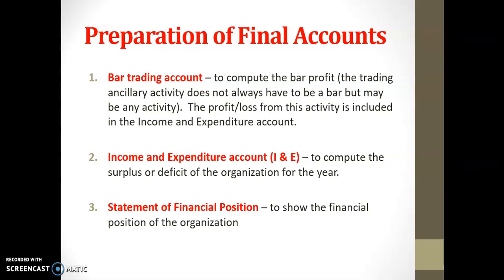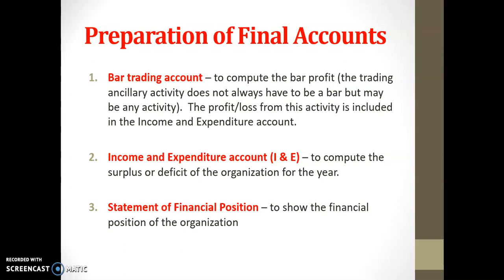We are also seeing that the ancillary or trading activity does not always have to be a bar. It can be any other type of activity, and it depends on the type of nonprofit organization that you may have. So the profit or loss from this particular activity is what is included in the income and expenditure account. The income and expenditure account is used to compute whether you have a surplus or deficit for the year.